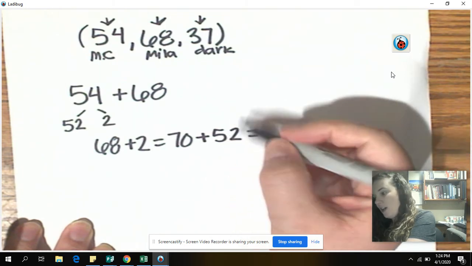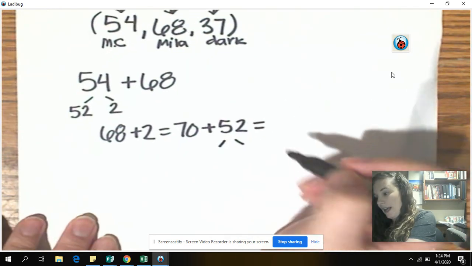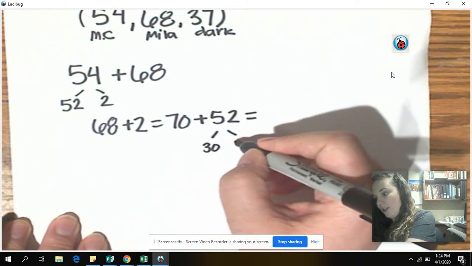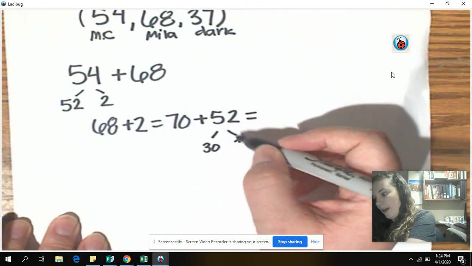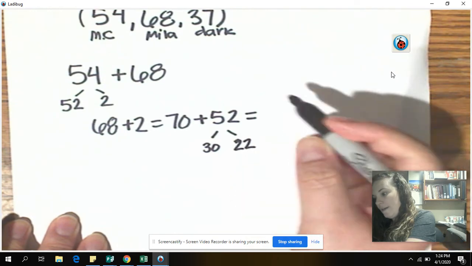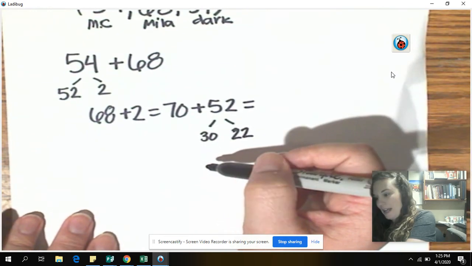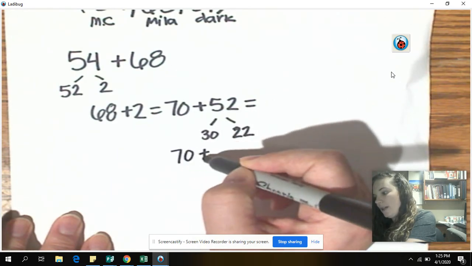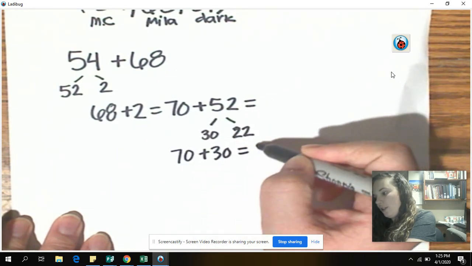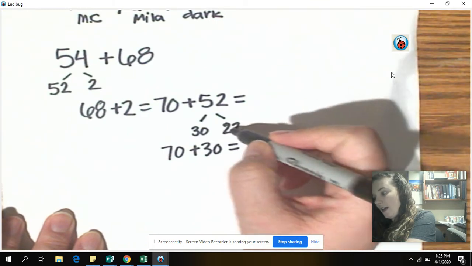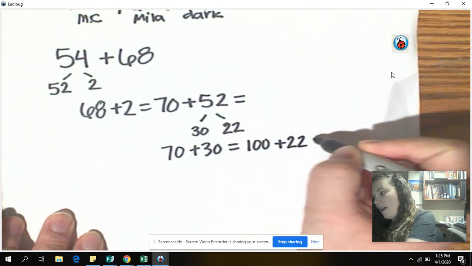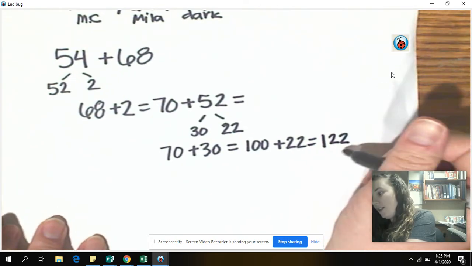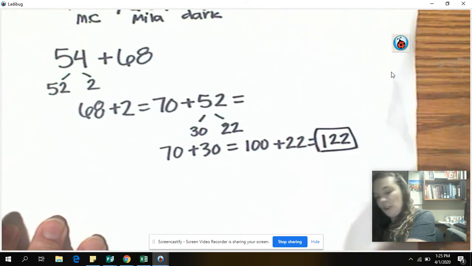That's kind of tough. So I might decompose this again. And I know that 70 and 30 gets me to 100. And then that would leave me with 22. So I'm going to break it down again just so I can decompose it for a friendly number. I'm going to do 70 plus 30, which is going to get me to my 100. Then I'm going to add my 22. Okay, that was a little bit easier, wasn't it? So there's 122 rocks total.